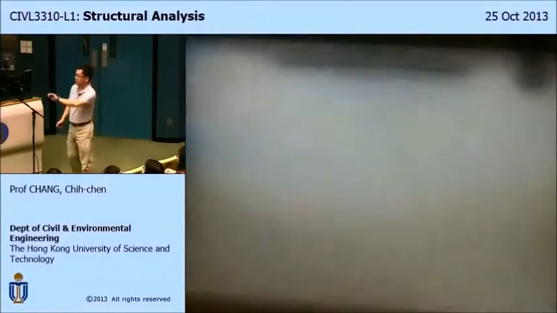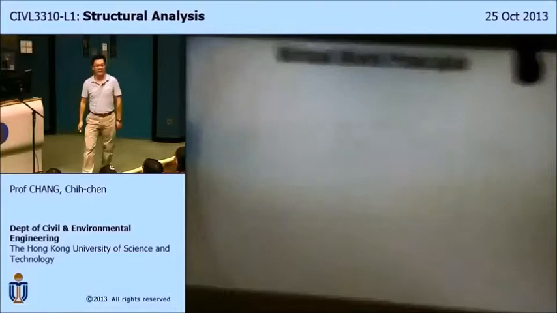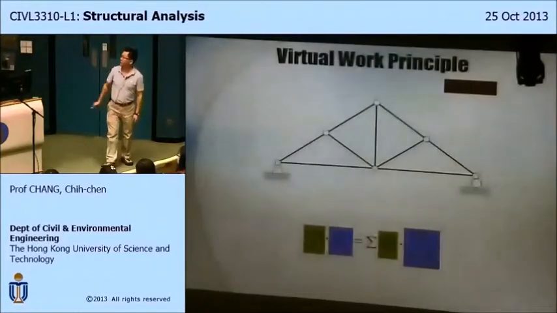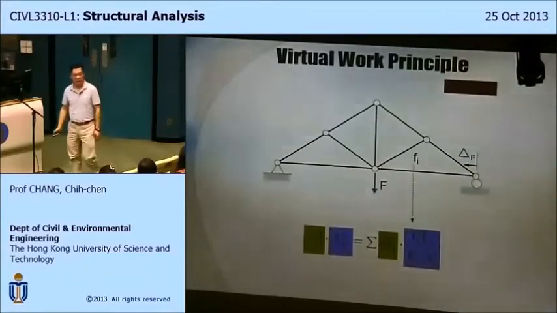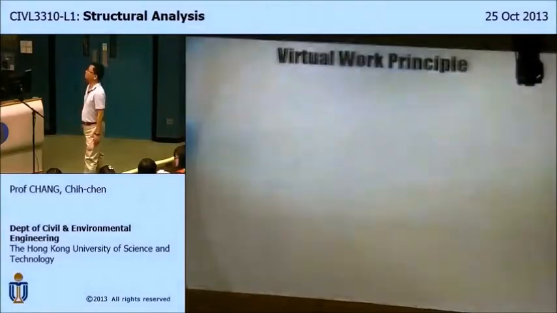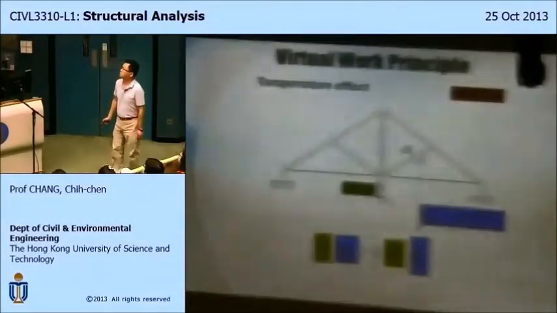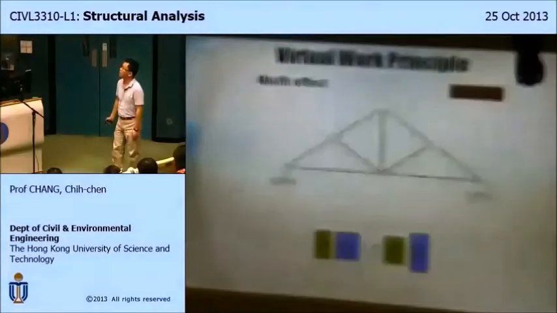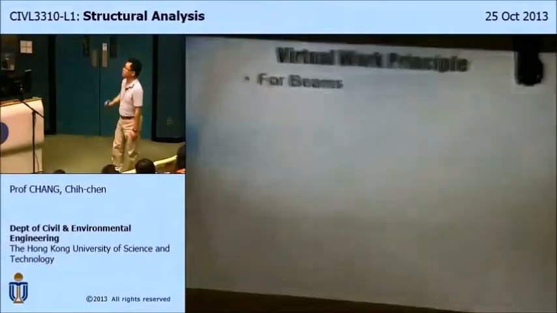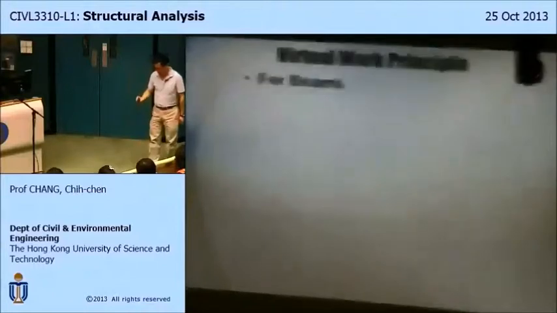All right, so today we have 10 minutes. I want to extend this to a beam structure. Let's take a look at how we can utilize the same concept for beam structures. So for beams, how do we do this?